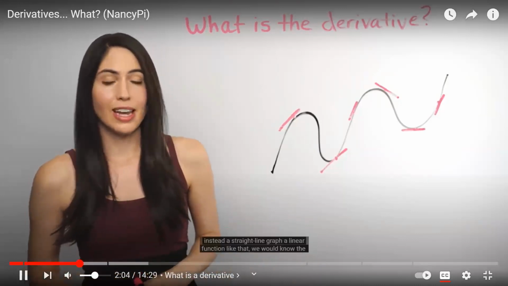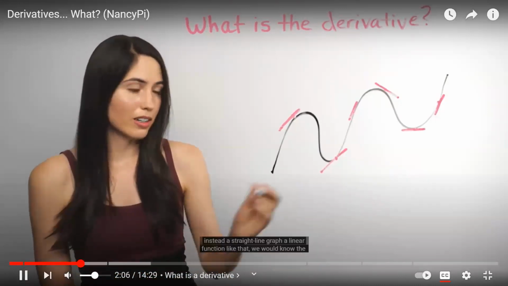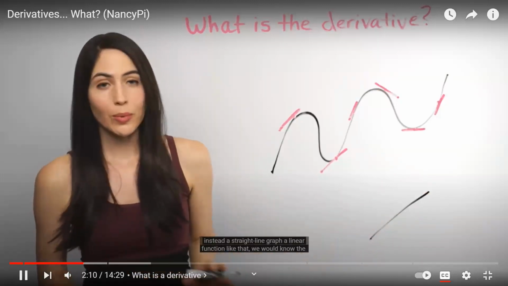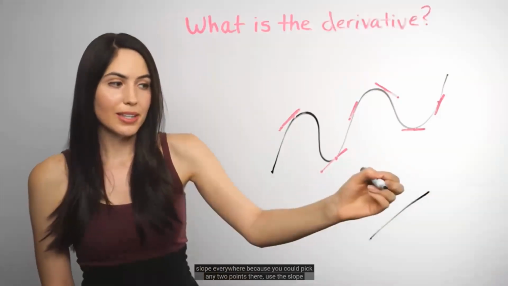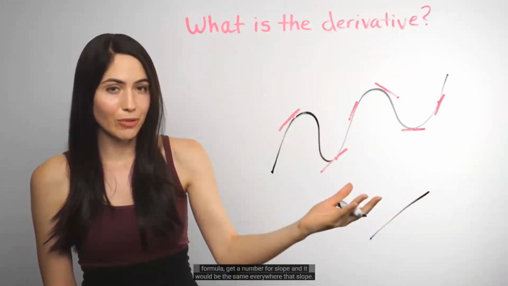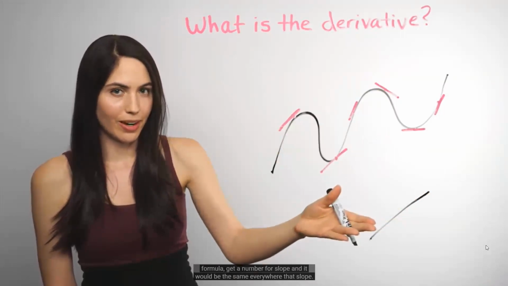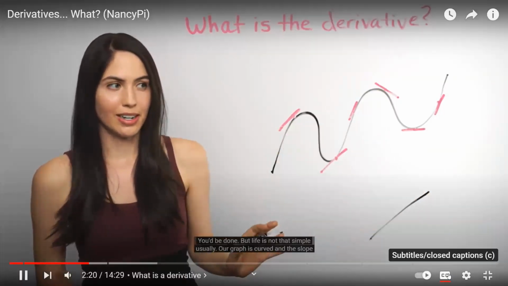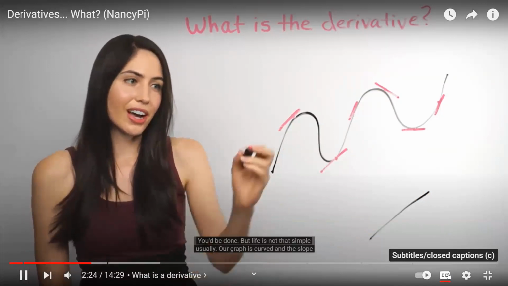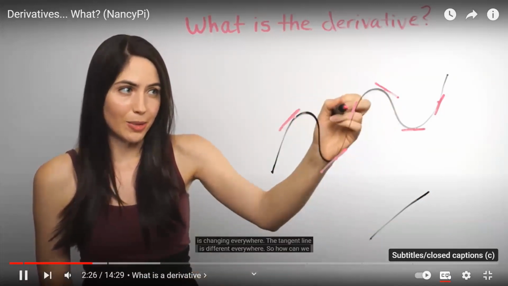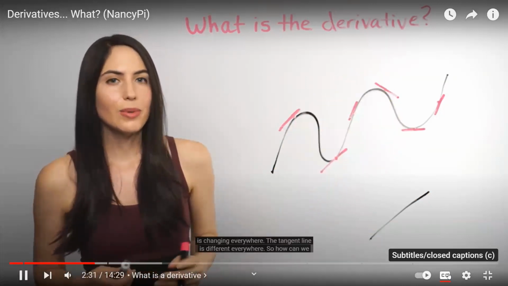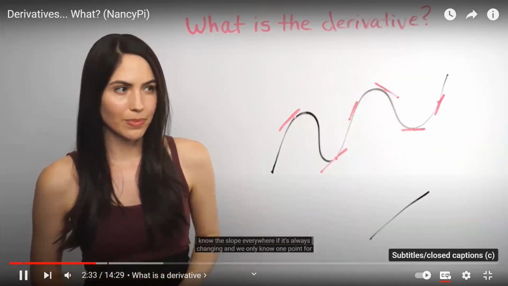I mean, if we had instead a straight line graph, a linear function like that, we would know the slope everywhere. Because if we take any 2 points there and use the slope formula, we get a number for slope, and it would be the same everywhere. So you'd be done. But life is not that simple. Usually, our graph is curved and the slope is changing everywhere. It's different everywhere.